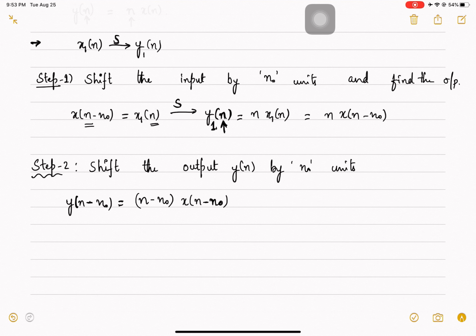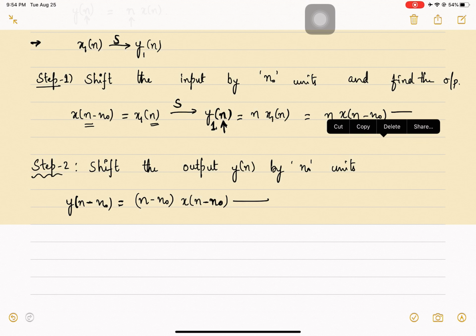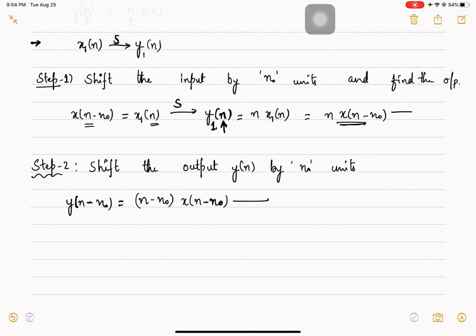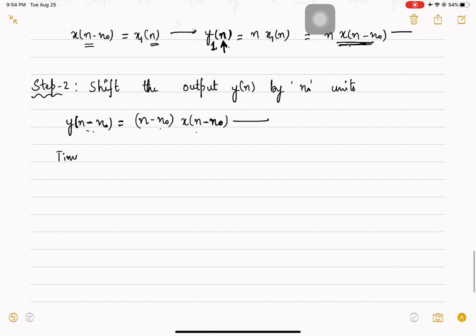Fine. Now I'll compare this as well as this. Mind you, in the previous case I had shifted the input, but the shift in the input did not reflect in the output. My output was still y1 of n. Now I have shifted the output by n naught units, and this output I am going to compare here. If both the outputs are the same, then the system has to be time invariant, but in this case the outputs are not the same. I have an extra term minus n naught into x of n minus n naught. Hence the system is time variant.